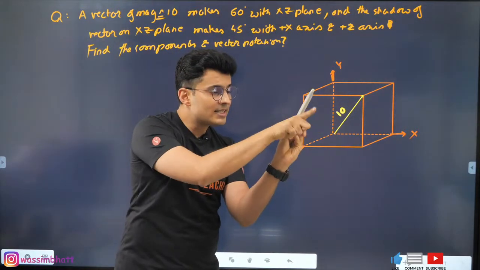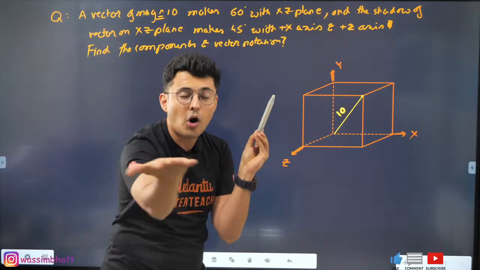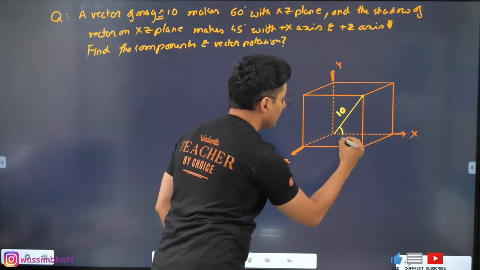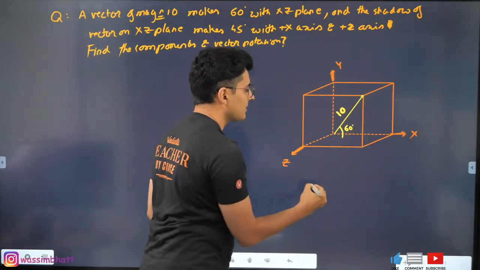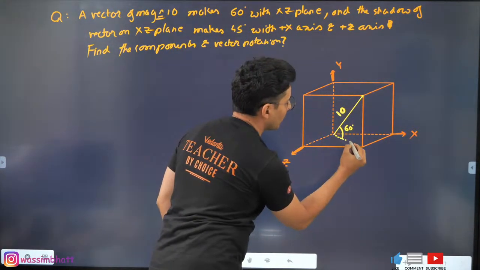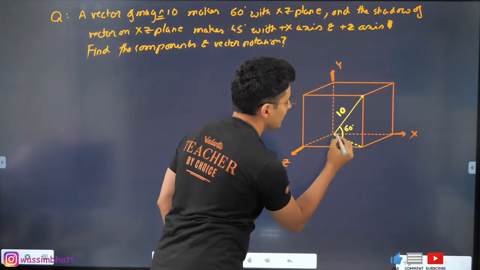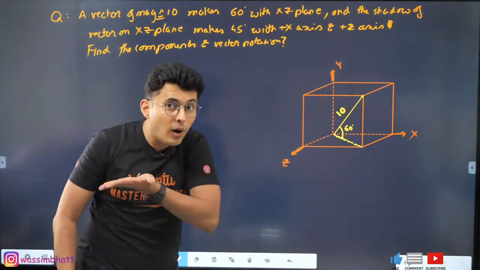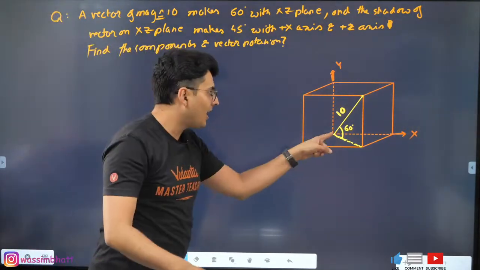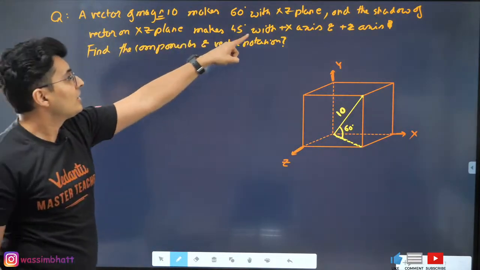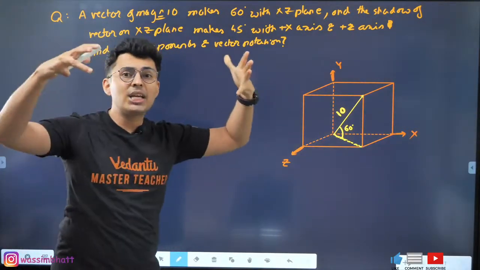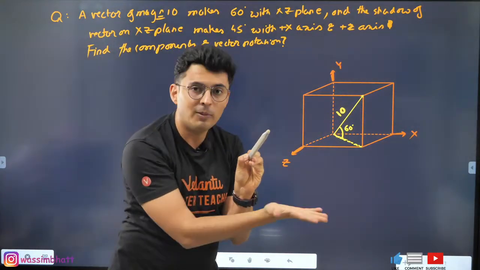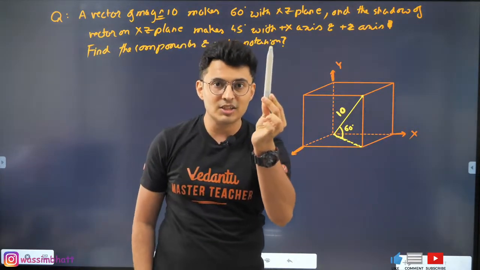Think it makes 60 degrees with this ground plane, the horizontal plane. That means this angle is 60 degrees. If I show a dotted line like this, it makes more sense. Are you able to visualize this now? 60 degrees with the horizontal plane. And the shadow of the vector. Shadow means if you place a stick, how will the shadow form?